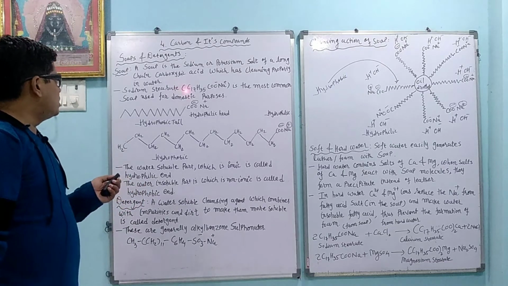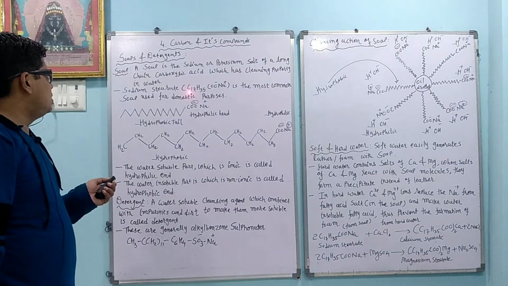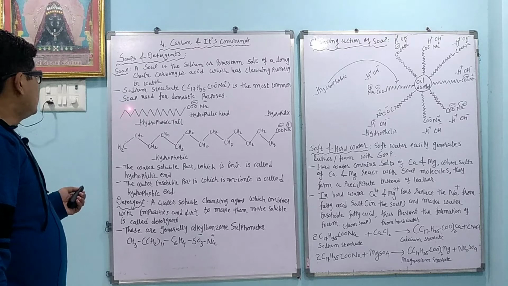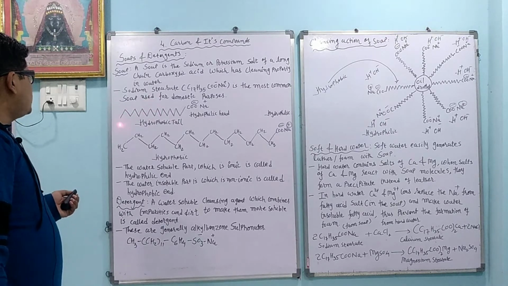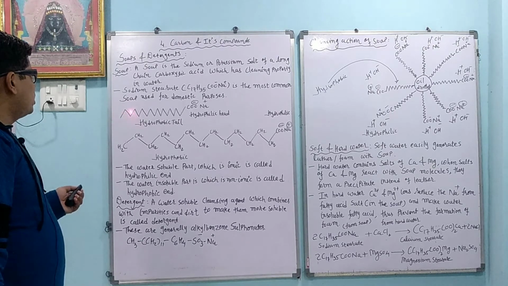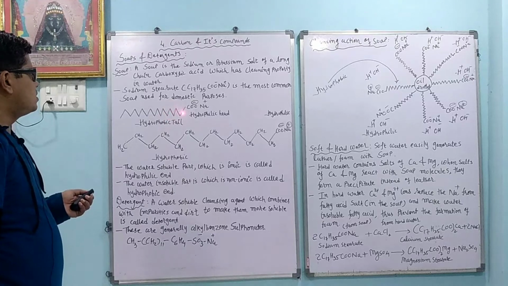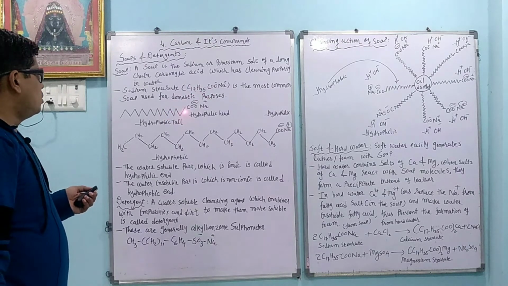Now dear student, you can see here the C17. This C17 we represent by a zigzag line. This zigzag line represents each end and each corner, and we can say that each is a CH2. In that way we shortcut and represent the C17H35COONa.